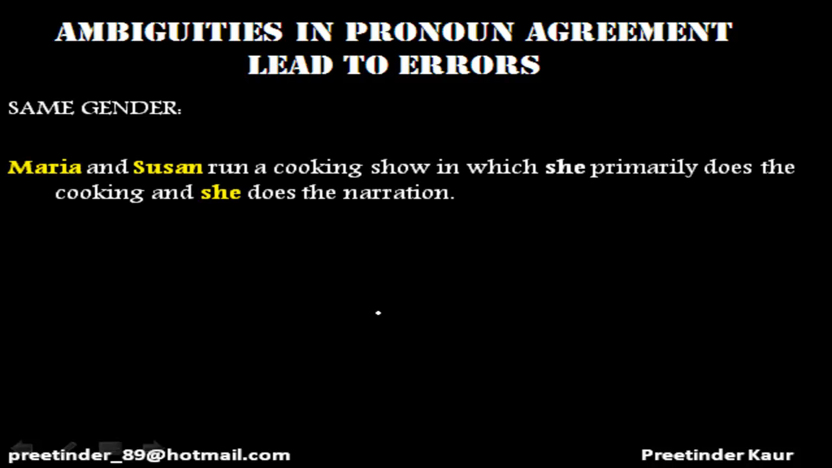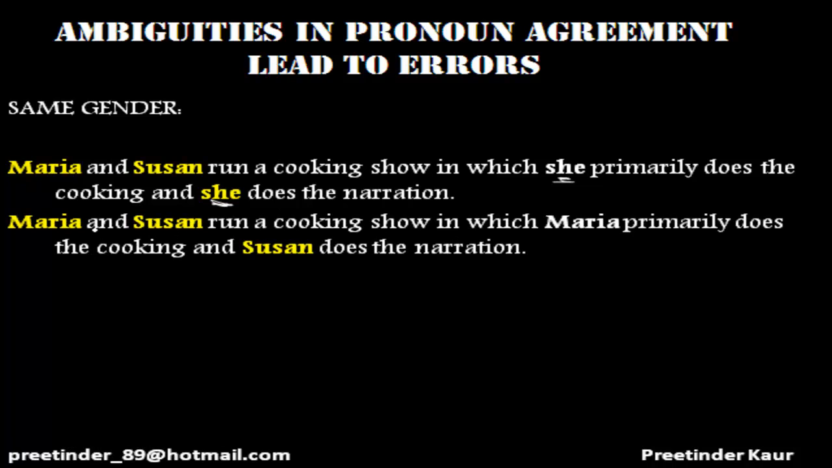Errors due to same gender. For example, Maria and Susan run a cooking show in which she primarily does the cooking and she does the narration. Now, you don't know that this she refers to whom, Maria or Susan. And similarly, you do not know this she refers to whom, Maria or Susan. So this is the problem in ambiguous pronouns. This is a pronoun which is ambiguous because it can refer to either Maria or Susan. Similarly, this pronoun.